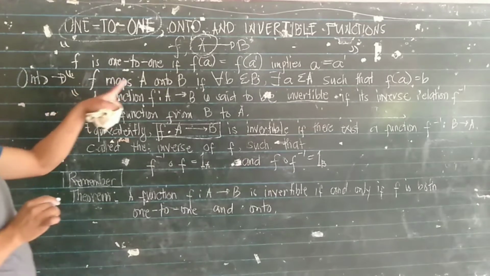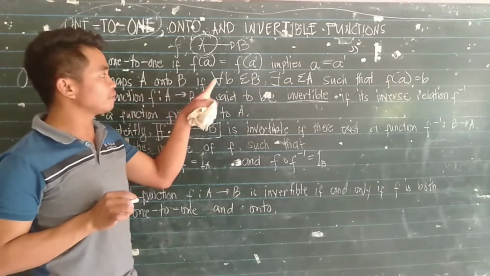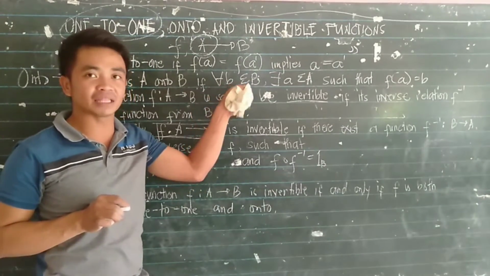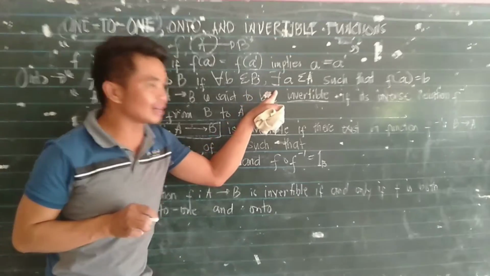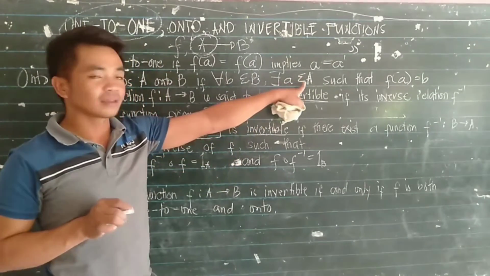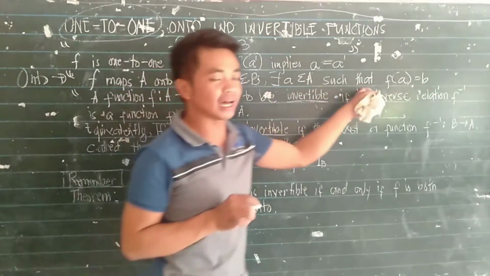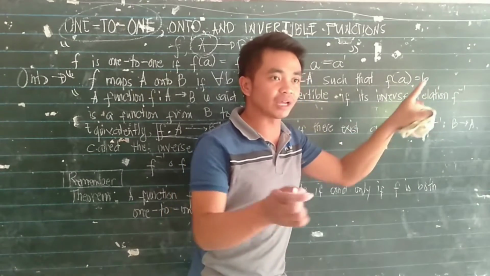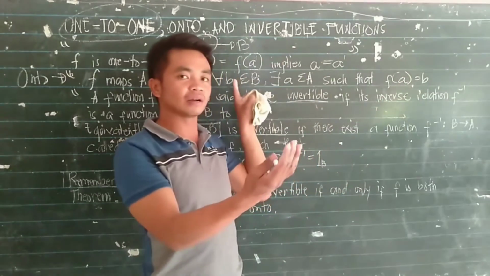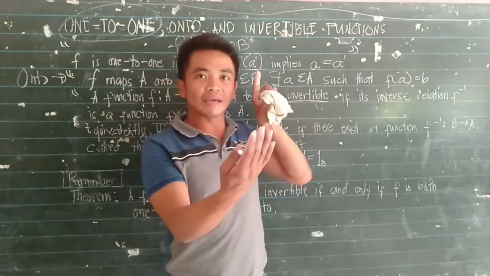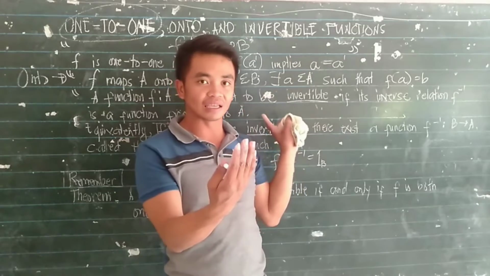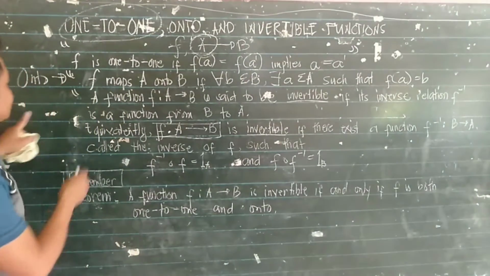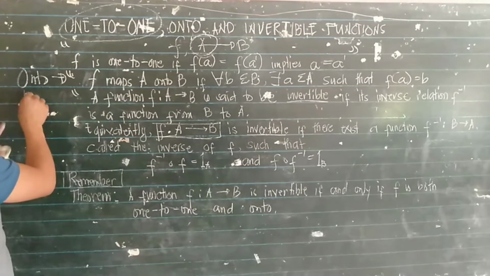F maps A onto B if for every element b of B, there exists an element a of A such that f of a is equal to b. Okay, as we're going to look backward, no? The image of B is at A. That is the onto function. Okay, so let's proceed with the invertible functions.